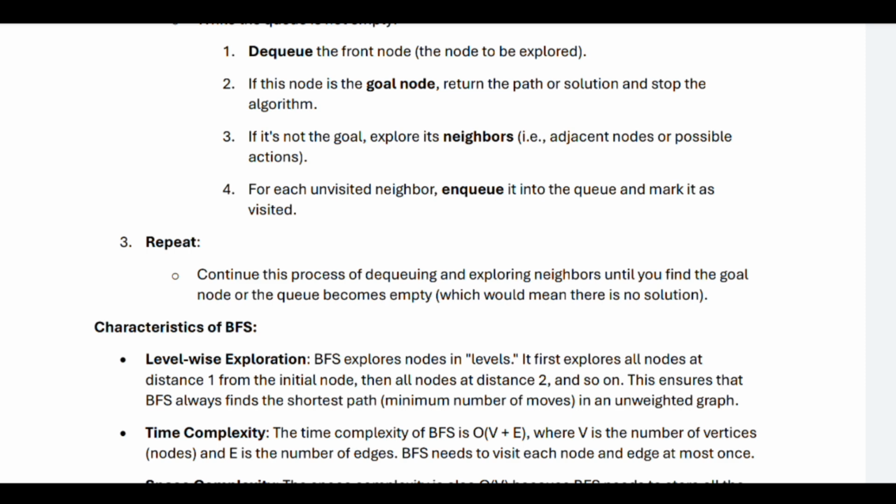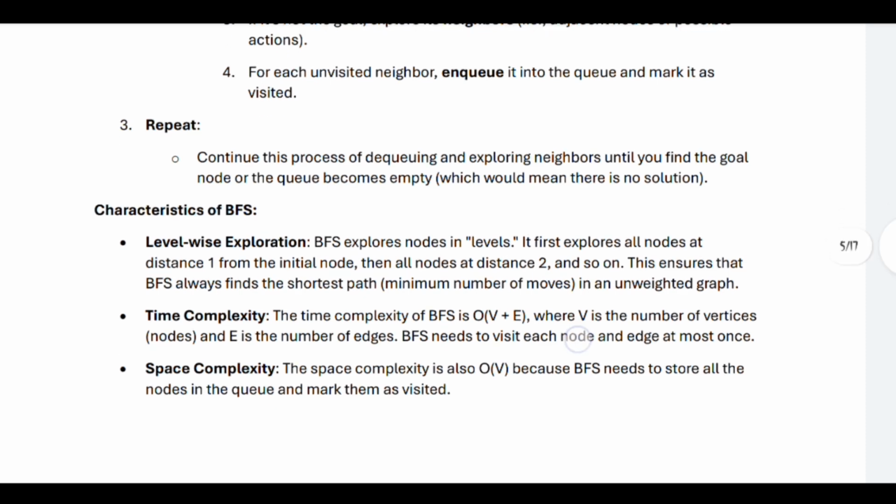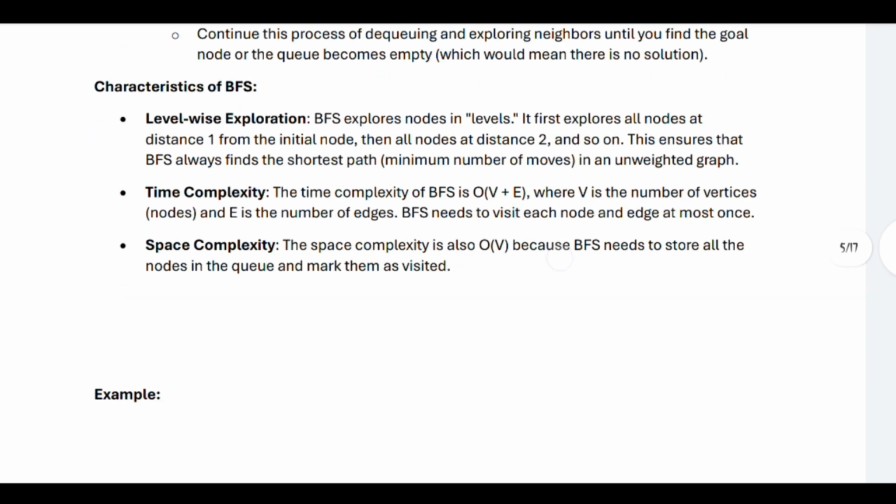The third step is to repeat. If we are not getting the goal node, we keep exploring, and we have to expand all the root nodes too. If we get the goal node, we stop. If not, we repeat the process of dequeuing and exploring the neighbors until we find the goal. The characteristics of BFS are level-wise exploration, time complexity and space complexity. This is very important to mention in the exams also.